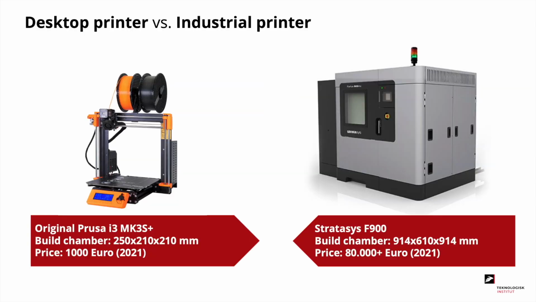Usually when people think of FDM printers, they imagine something like the machine on the left, which is a cheap desktop printer. But it's important to mention that FDM printers come in various different sizes and prices, like the one we see on the right, that is an industrial printer that can print much bigger and much faster.